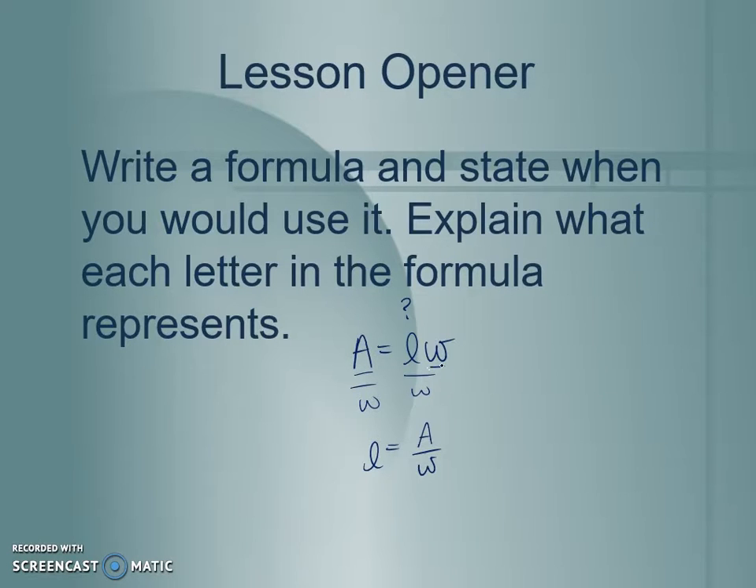We're writing a formula. We're saying this is the area, the length, and the width. We don't know these values yet, but once they tell us our area and our width, now we'll be able to find our length by just dividing those two, by just manipulating this literal equation a little bit.